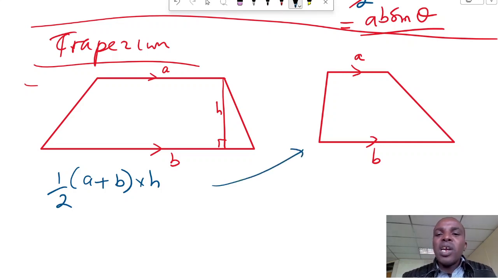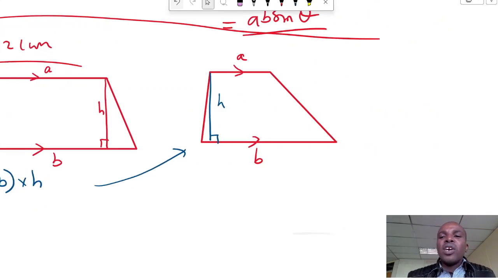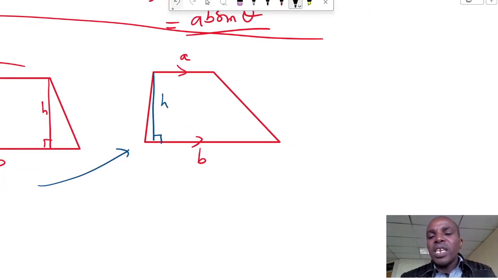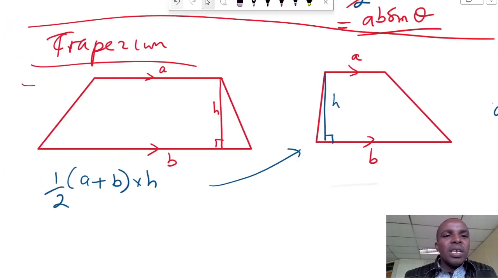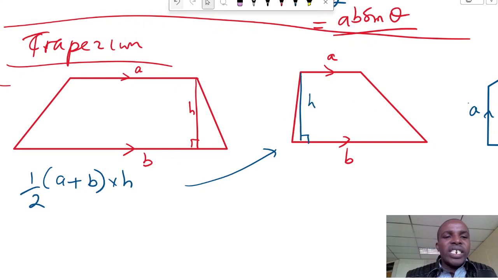Then we have the height. Height is to be this one, so it must be at 90 degrees or perpendicular. This one will be your height. So please take note, your trapezium can be presented even in this way. Still a trapezium. And this will be your height, and these two parallel sides are your A and B. Please take note. A and B are the sides that are parallel. Right, for a trapezium, we are done.